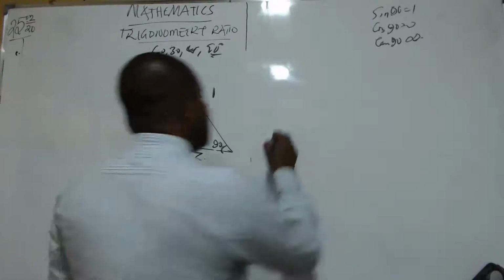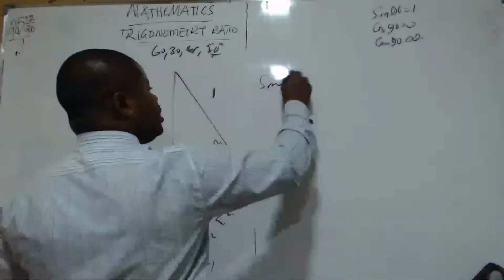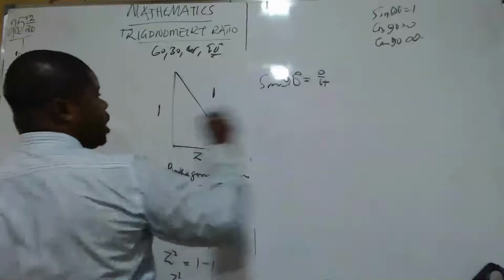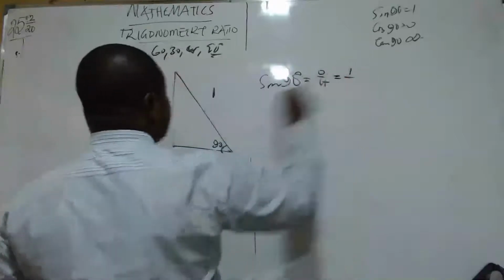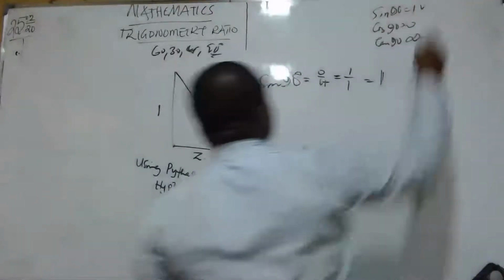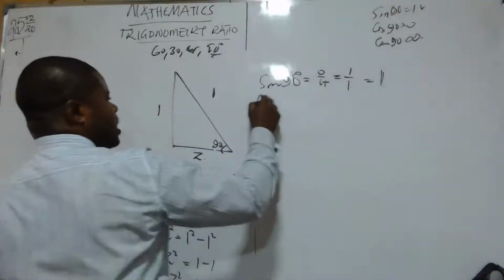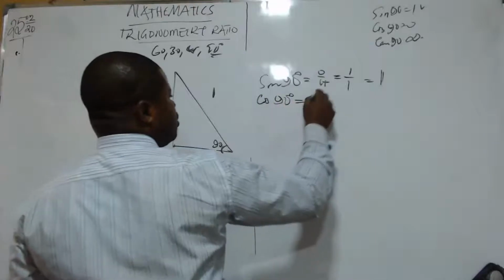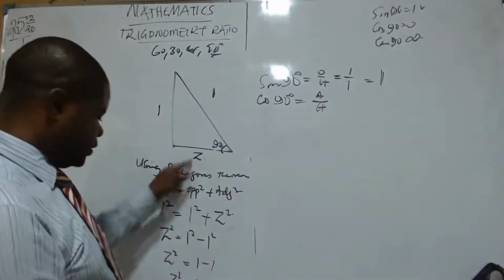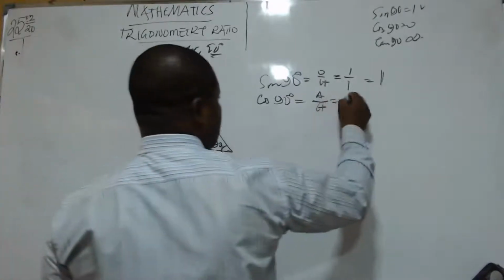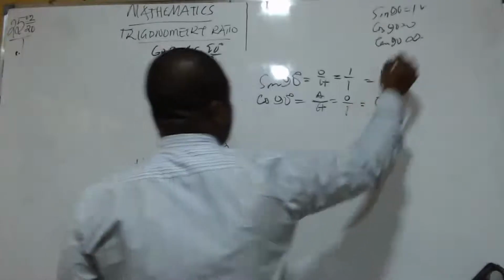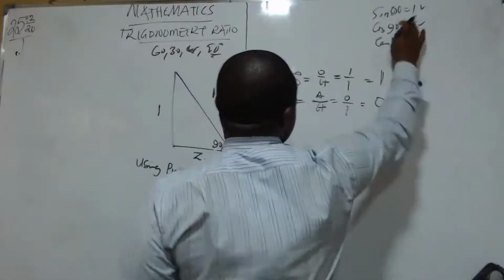Okay? Now sine 90 is opposite over hypotenuse. Opposite is 1. Hypotenuse is 1. So 1 divided by 1 is 1, which is the same as what we got here. Right? Now, cos 90, we have adjacent over hypotenuse. Our adjacent is Z, which is 0. Hypotenuse is 1. 0 divided by 1 is 0, which is also the same thing as what we got here.